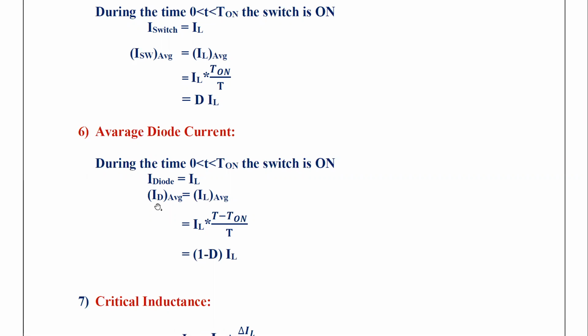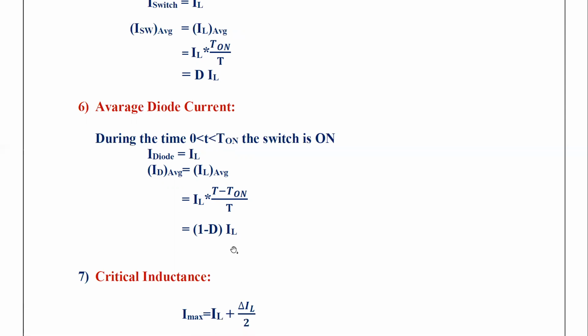The average diode current is also the same as in the case of the buck converter. So I average diode current is equal to the average inductor current IL, and this diode is operating during turn off time. Therefore, this can be written as T minus T on, which is called turn off time, divided by T. So this is nothing but 1 minus D into IL.